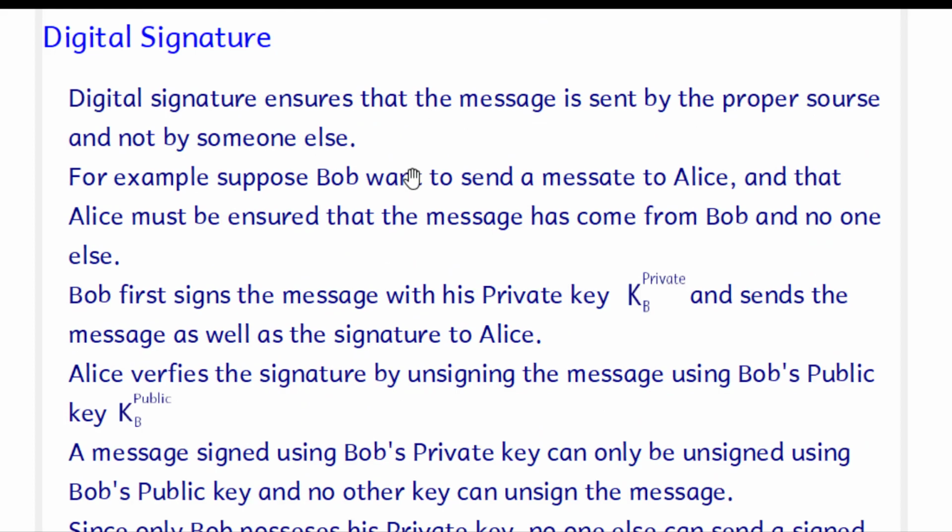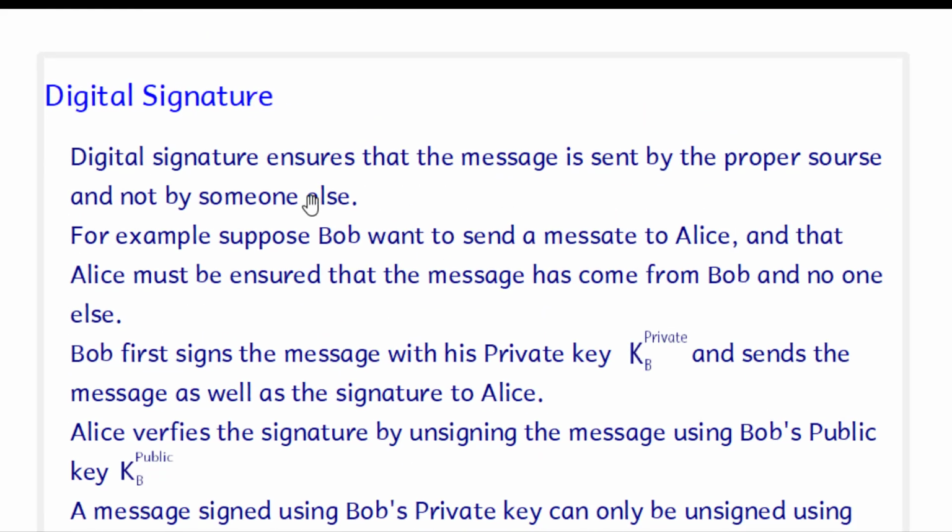Now the second part is the digital signature. So what is the meaning of digital signature? Digital signature ensures that the message is sent by the proper source, and not by someone else.